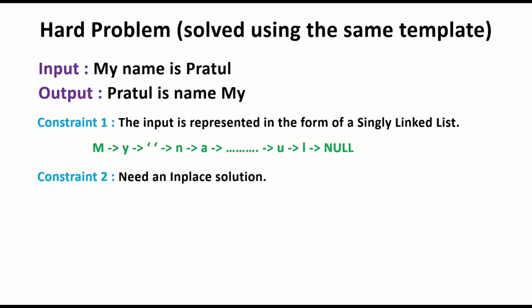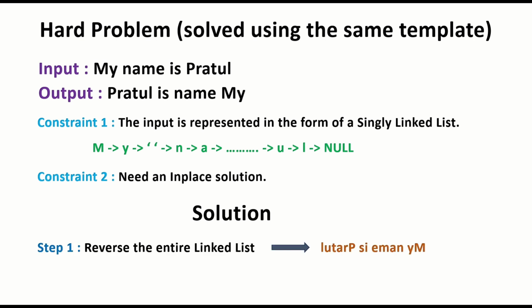What is the second constraint? We need an in-place solution. It means we cannot take any extra auxiliary space, meaning we cannot store these characters into some arrays, or we can take a stack, put these characters there, or we can take a queue. So we cannot do that. We have to find out an in-place solution, meaning your auxiliary space complexity should be O of 1. Now let's quickly look at the solution.